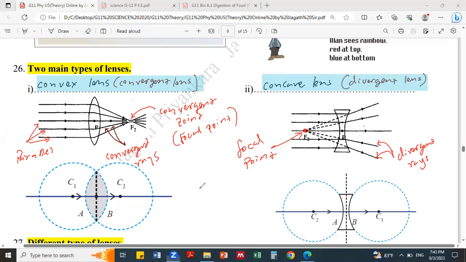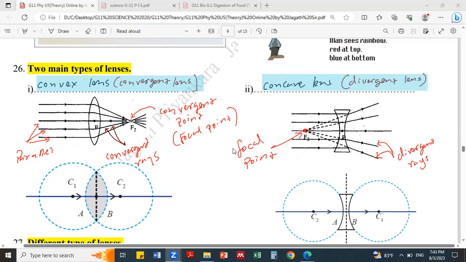3 mirrors, 2 lenses. For 3 mirrors, you get 8 ray diagrams, and for 2 lenses, you get 7 ray diagrams. Altogether, 15 ray diagrams for this lesson. In most papers, they ask at least 1 ray diagram in the oral paper. Sometimes you can get them as MCQs also. In the last oral paper they asked from lenses also.